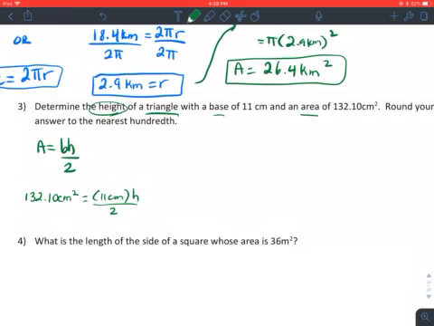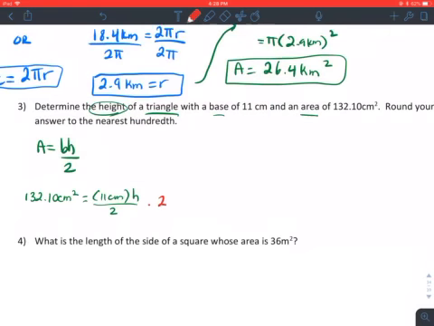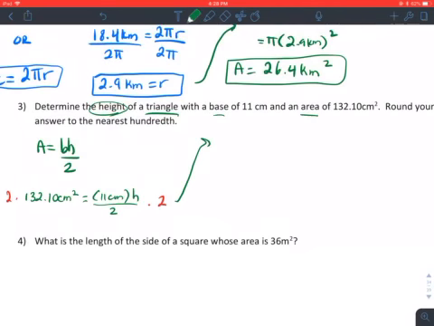Okay, so let's start doing things in the reverse order here. On the right-hand side, we have a divide by 2. So the opposite operation there is multiply by 2. And we're going to do that on both sides. So just up above, 132.1 multiplied by 2 gives us 264.2 centimeters squared. That's going to be equal to 11 centimeters multiplied by the height.